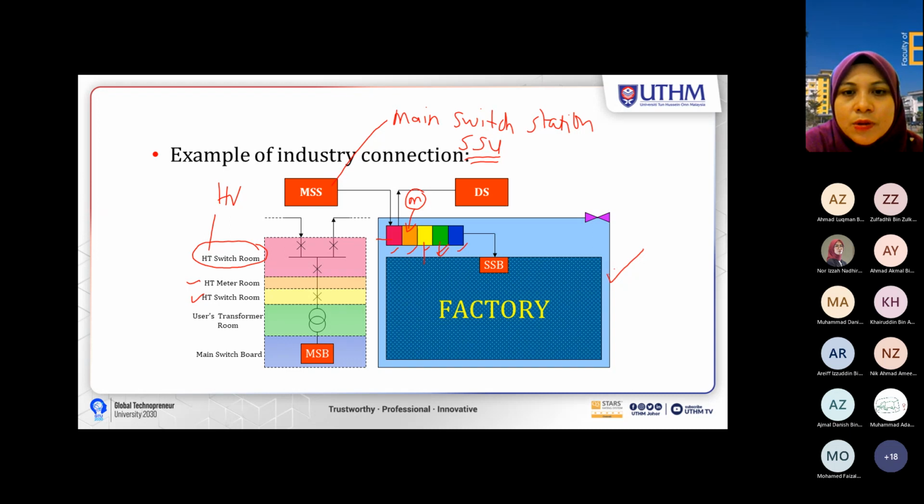Okay. Dia akan pergi ke users transformer room. Okay. And then dia pergi kepada yang biru ni, transformer room, dia turun lah, for example macam saya kata tadi lah, 11 kV pergi kepada 400 volt kan. Ataupun dia terus ambil daripada 22, tengoklah 22/11 for example kan. Ikut pada factory ni nak perlukan apa. And then dia akan pergi kepada main switchboard. Ni kan yang biru ni adalah MSB.